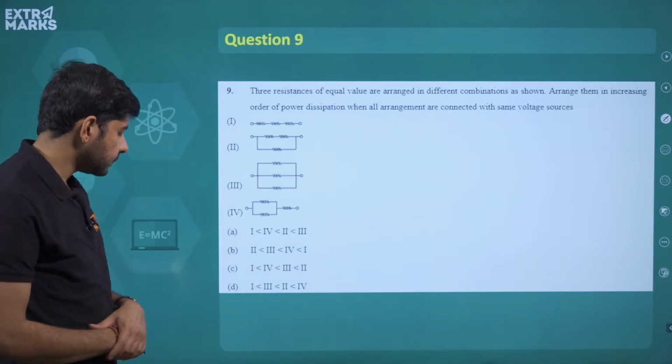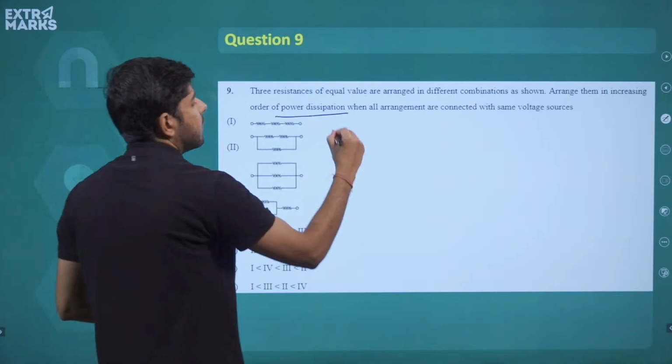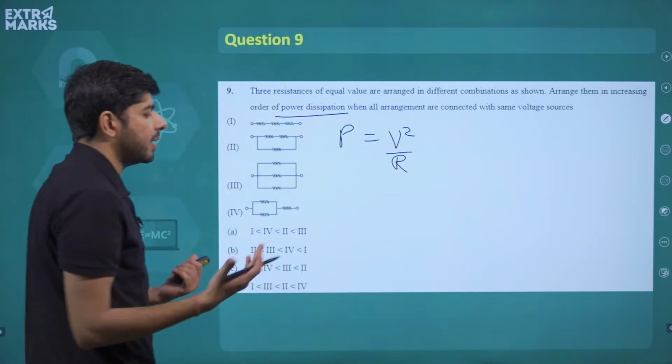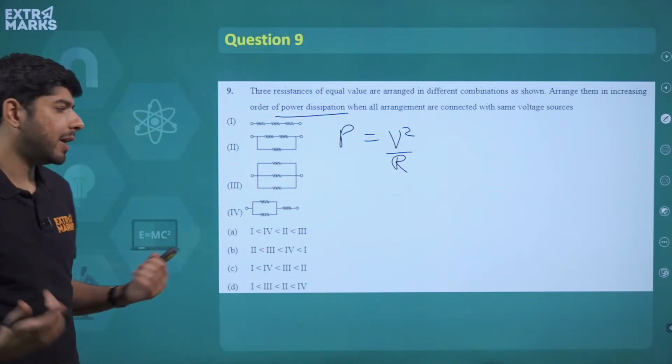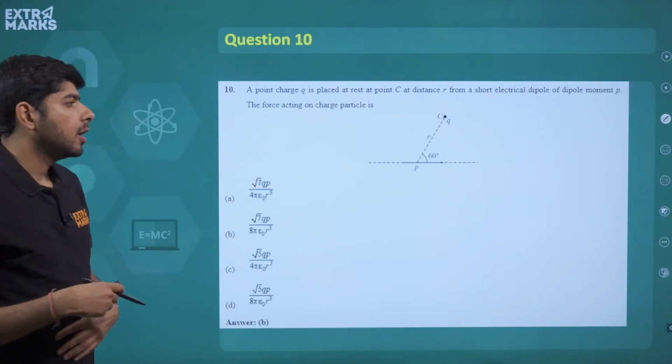Okay, next one. Here they are talking about the power dissipation. We know power is V square by R. Whichever has the minimum R has the most power. We know in parallel the resistance is minimum, so it will have the most power. Very simple.